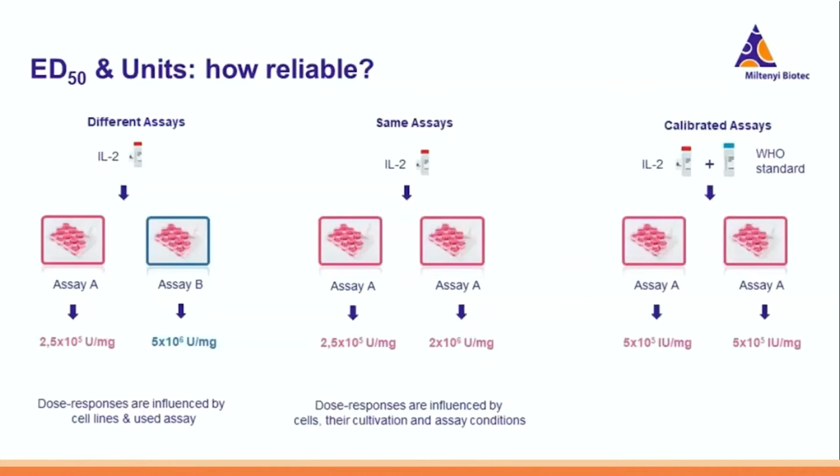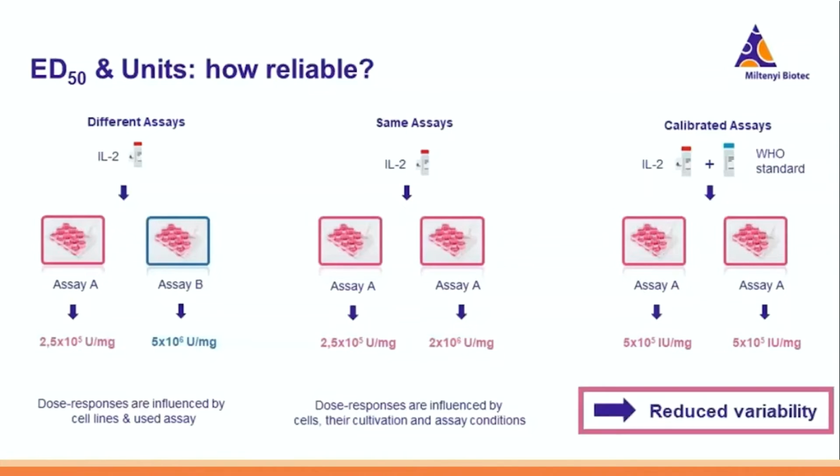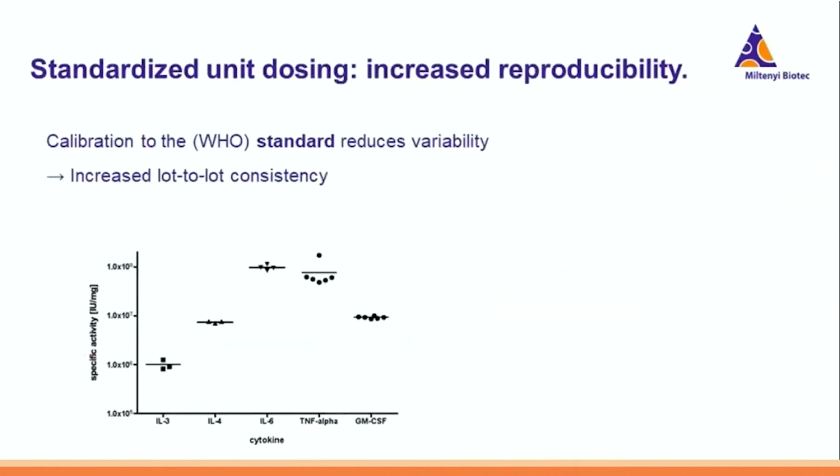If you use a standard for calibration, you also test it in the assay and then normalize the results of your assay to it. This will give you the calibrated activity and reduces the variability. If this is done, you can compare the results. And I want to show you within this slide how calibration reduces the variability.